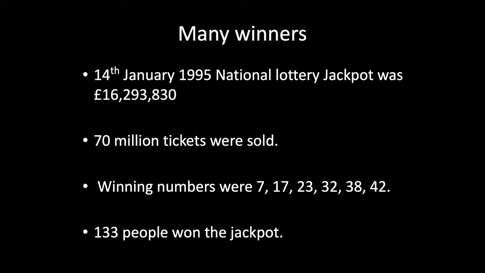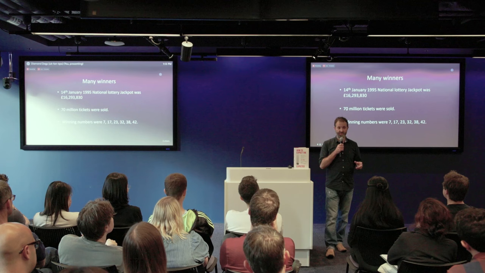And so on that day when the draw came around, the numbers that came out were these: 7, 17, 23, 32, 38, and 42, which seems maybe like a random selection, I don't know. And it, of course, was a random selection. The machine picked them genuinely at random. With 70 million people playing and odds of 14 million to one, we would expect 4, 5, 6 people maybe to win the jackpot and share it together. So still getting a decent amount of money, £2 or £3 million.